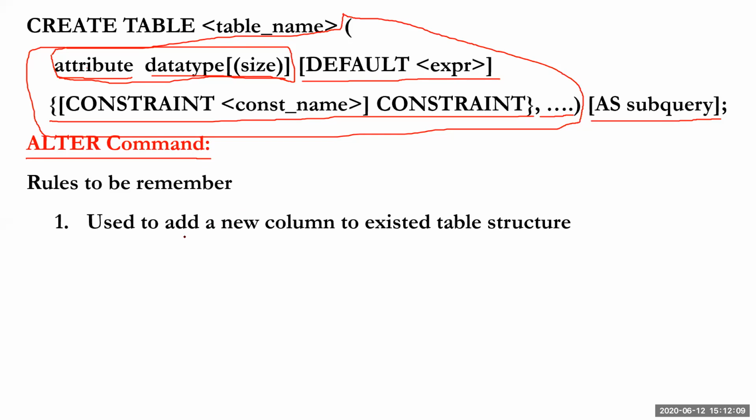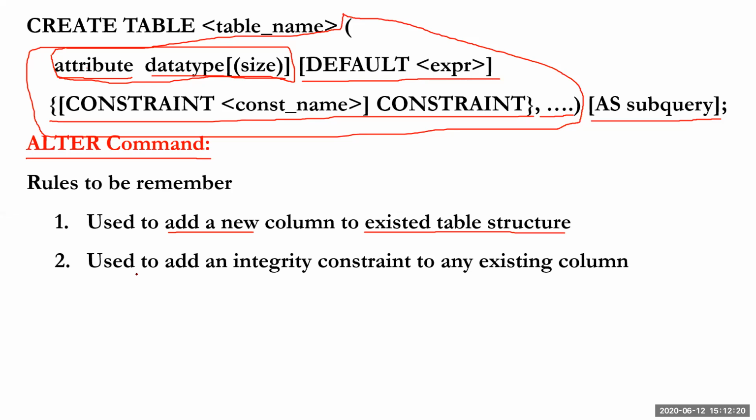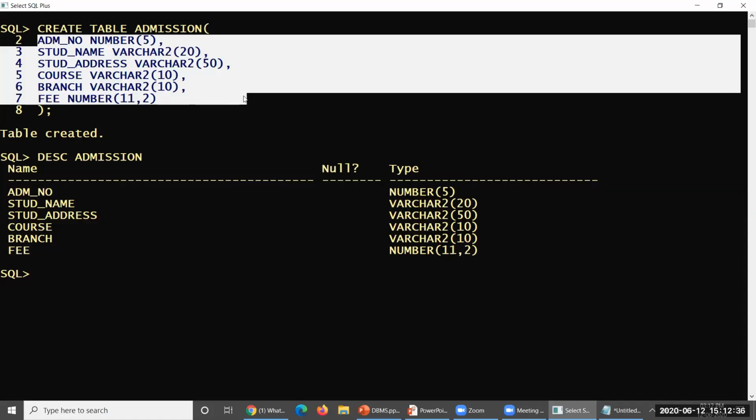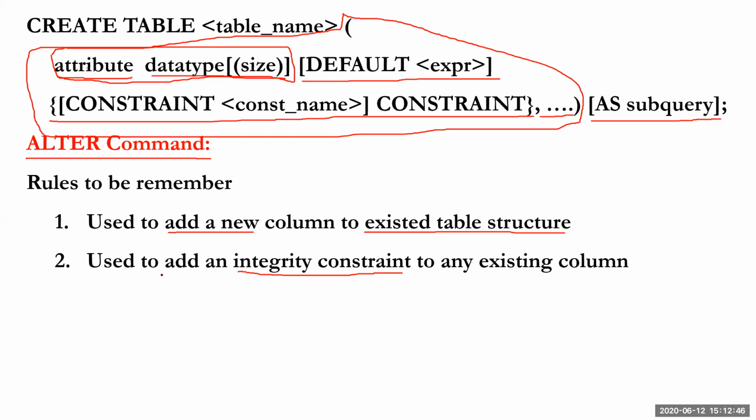Look at this. It is used to add a new column to the existing table structure, and if a column already exists, you can add a constraint to that particular column. If any constraint is required during creation of your table, look at the table which we have created just before. I did not enter even a single constraint for this table. Now the table already exists. For admission number, I want to add a primary key as a constraint. Then you have to use alter table to create it.